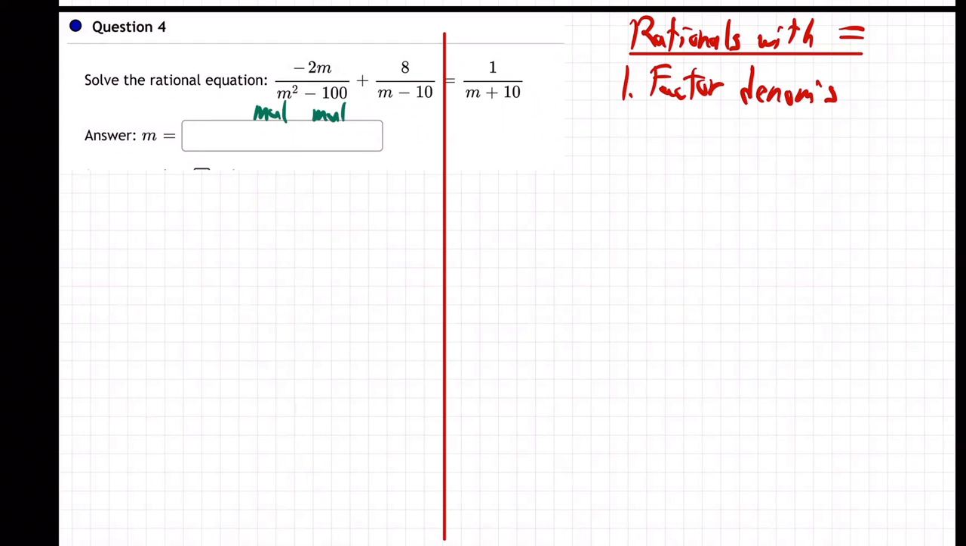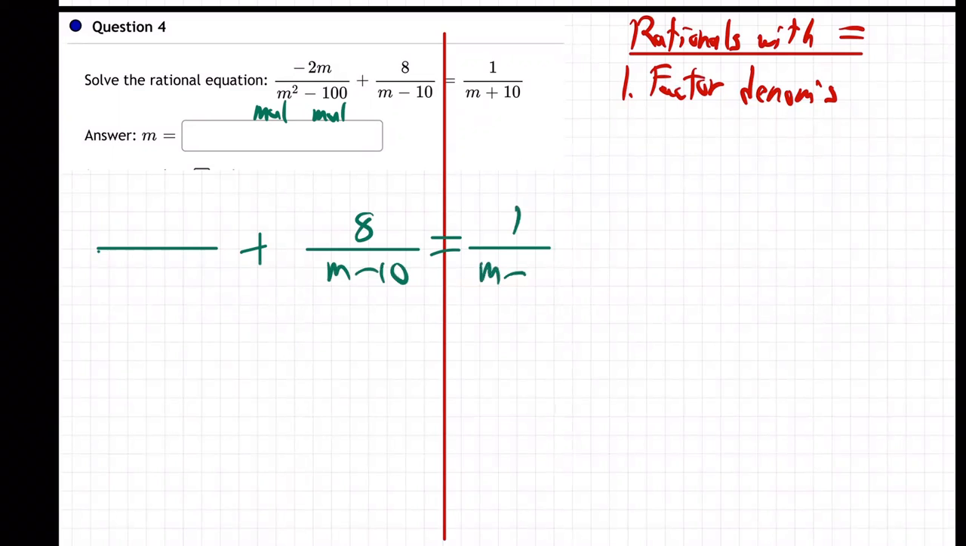So let me bring that over here. Plus in between. Equal sign. And that one, okay. So this one just stays the same, and this one stays the same. But the one over here is going to become 2 parentheses. M times m multiplies to be m squared. 10 times 10. You need 1 positive and 1 negative to multiply to be negative 100. Positive 10 times negative 10.